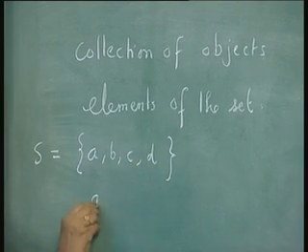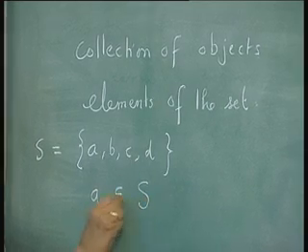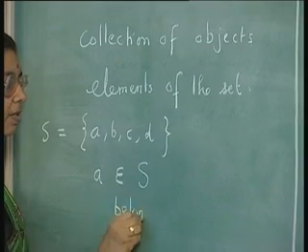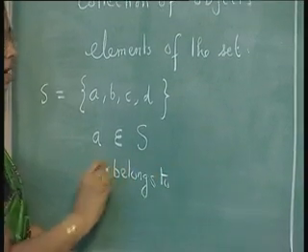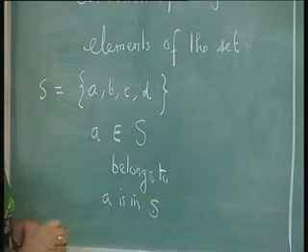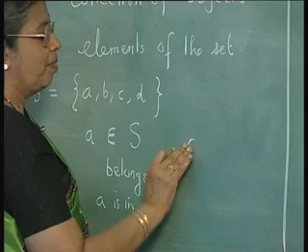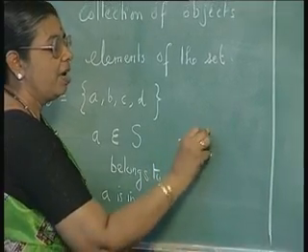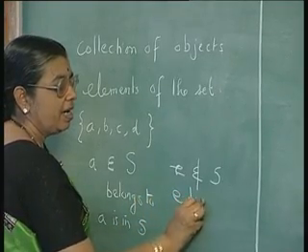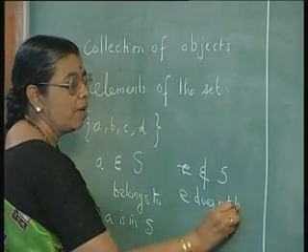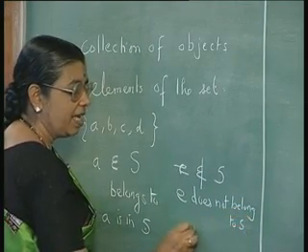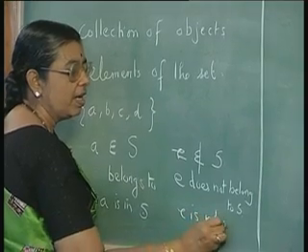Now, you say that A belongs to S, you use this symbol for belonging to. So, this means A belongs to S, or A is in S. In contrast to that, if you write, say, E does not belong to S, it is not here. So, E does not belong to S, or E is not in S.